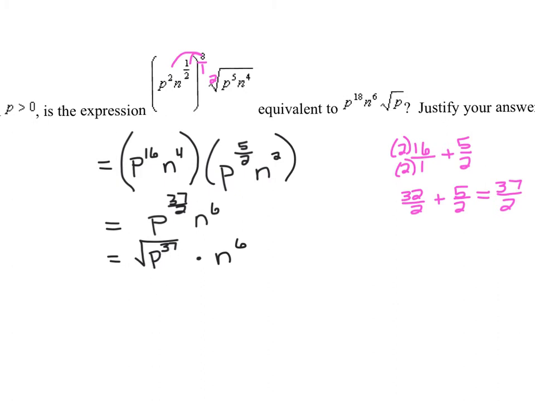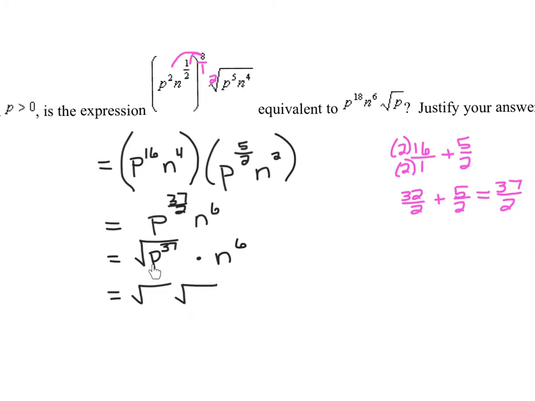Remember, if an exponent is an even number, then the term that it's on is a perfect square. So p to the 37th is not a perfect square because 37 is not an even number. So what I'm going to do is I'm going to take this radical and I'm going to break it up into two separate radicals. This is where I'm going to put my perfect squares, and this is where I'm going to put my leftover.